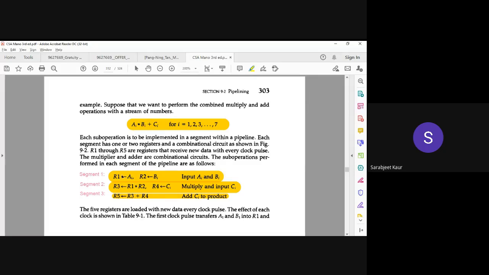The first one is where I load AI into R1, BI into R2. In segment 2, we multiply these two and put them into, let's say, a third register, and simultaneously we load CI into R4. Now in the third segment, we have the result of this, and we also have this available. So we simply add them and we put the result into R5. So this is how this pipeline will look.